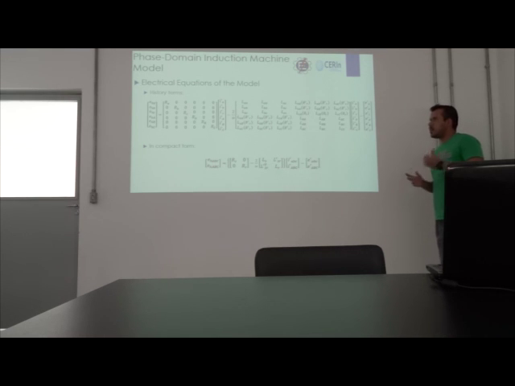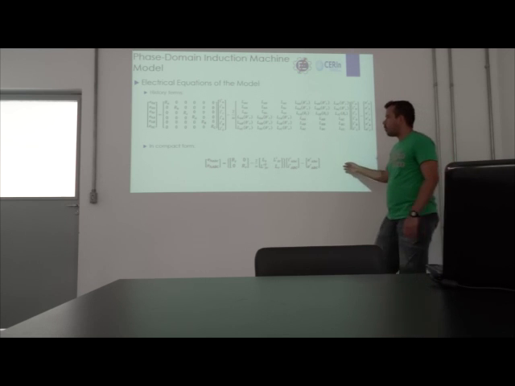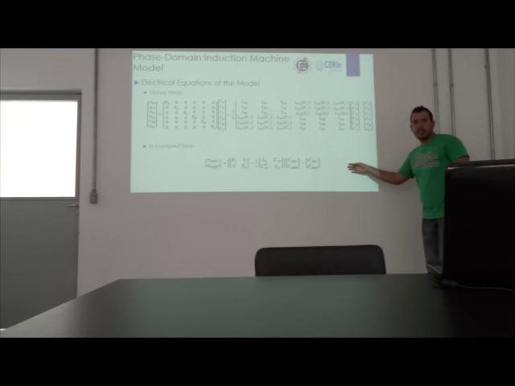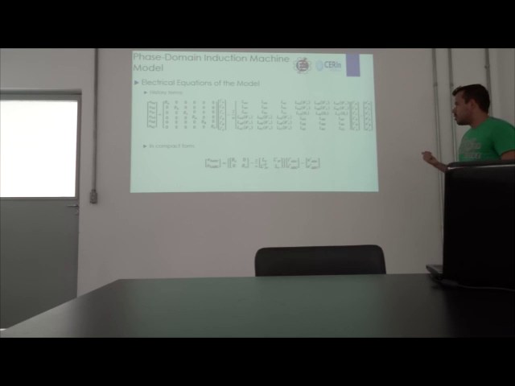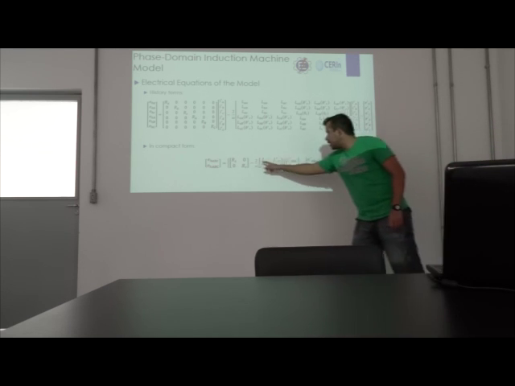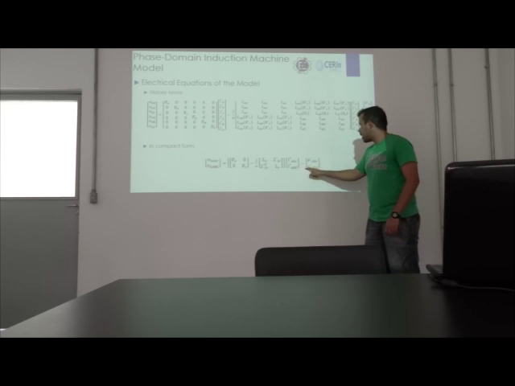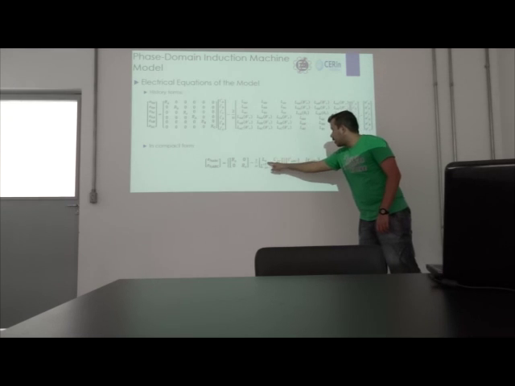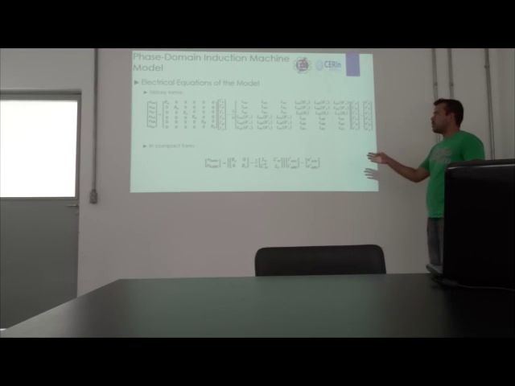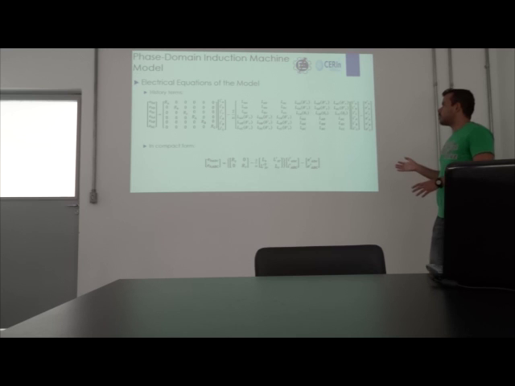So in the last slide, I talked about the history terms, and in a compact form, we have this expression for the voltage history terms. The big difference between this slide and the other slide is that we have this minus sign right here and this minus sign right here, and we have the apostrophe in all these variables. That means that these variables are represented in a preceding time step. Okay?